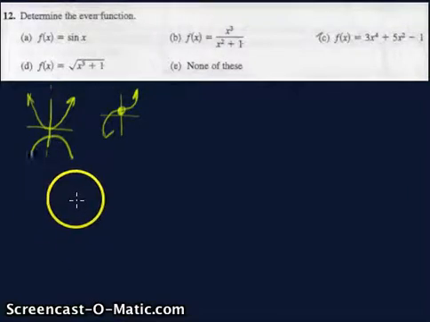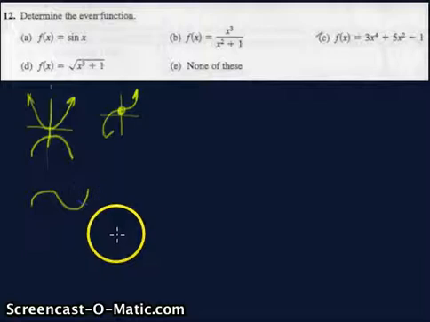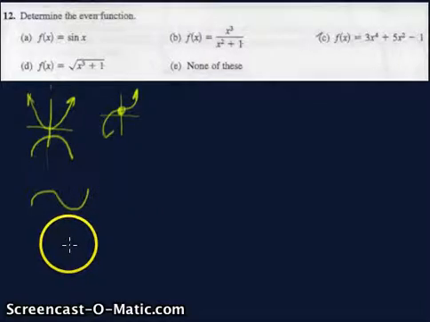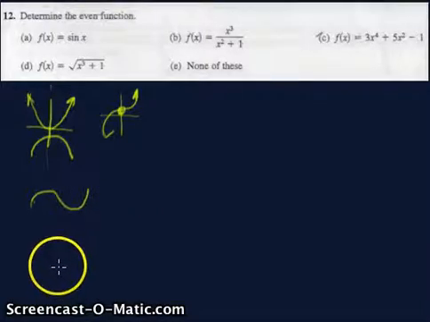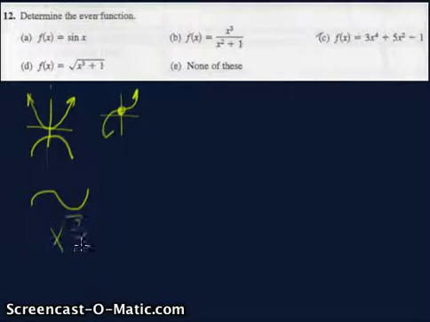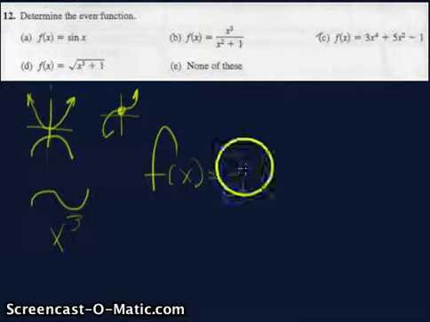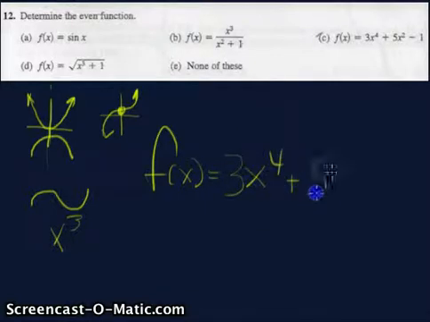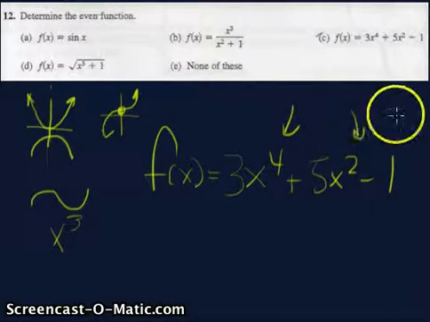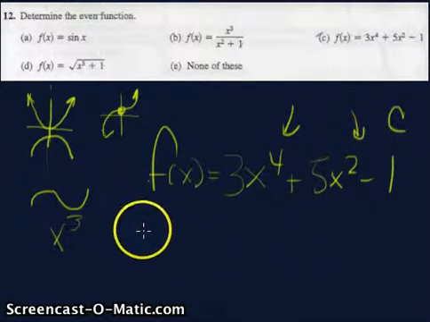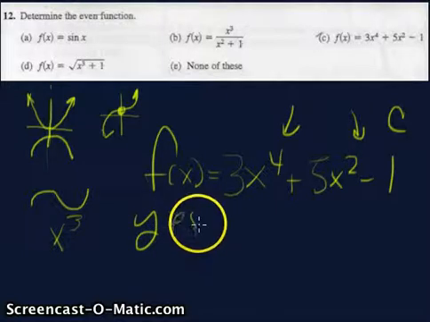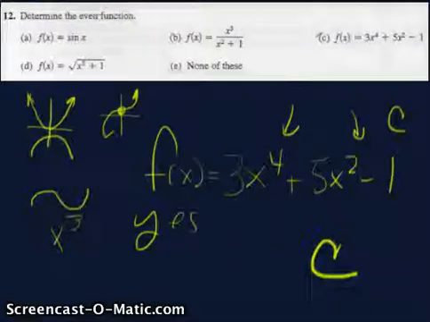Well, let's look at A. A is a sine function. That won't work. B is some kind of strange function. We know it's not even because you've got an x cubed in that. D is a square root function. We know that's not even. And so let's take a look at C. Let's write it. f of x is equal to 3x to the fourth plus 5x squared minus 1. That's even, and that's a constant. You can have that in an even function. So yes, that's an even function. That is answer choice C.